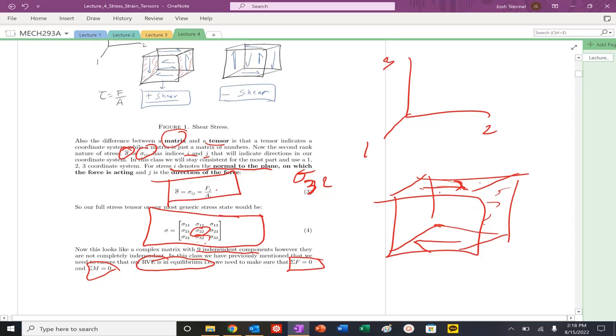You can also see, again, this is what I was talking about, positive. This shear will be positive. So previously, when I was pulling here, that sigma 2,2 would be positive. If I'm pushing down here, then the value would be negative.